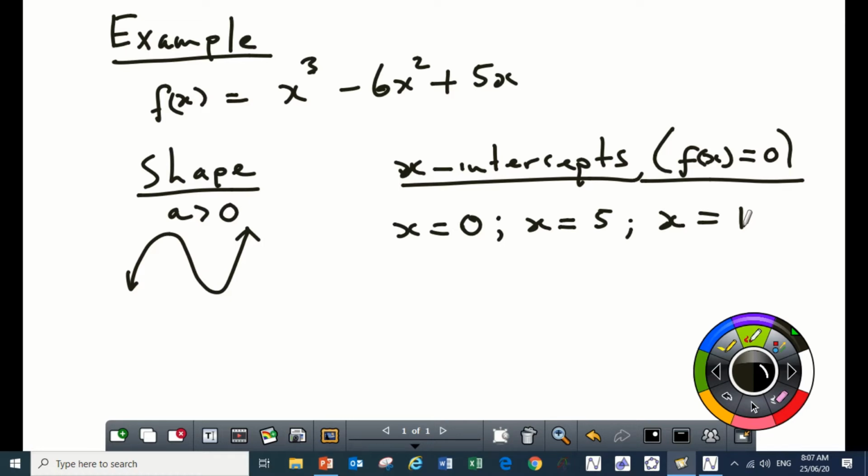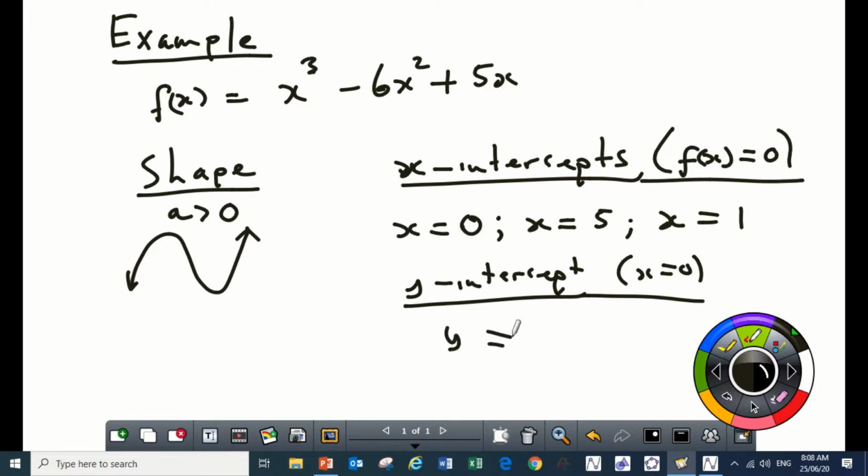Then the y-intercept. Remember, you can get it when x is 0. So for this question, y is going to be 0. Very straightforward. You don't need a calculator to find the y-intercept. What this means is that the graph is going to pass through the origin. All right, let's move on to the next page.